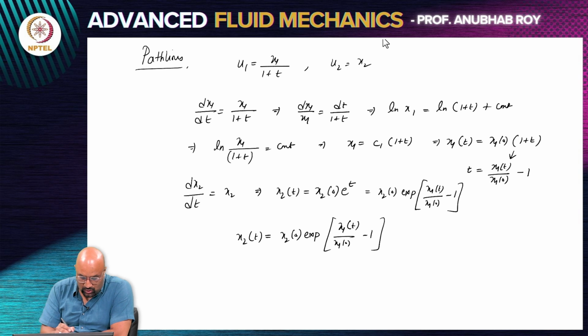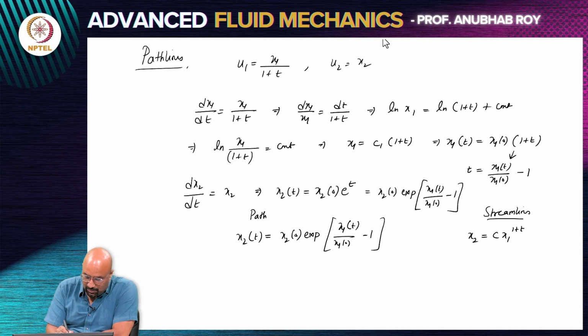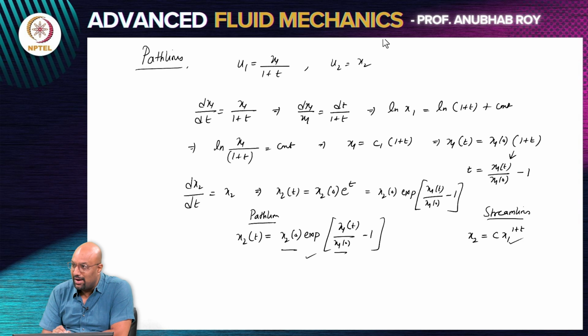No resemblance whatsoever to our streamline equation that we got, which was of this particular form. So this is our streamlines at a given instant of time, whereas this is a path line equation given that it started off from the point x1 0, x2 0. If you trace these curves out, here you have this exponential form, whereas here you have this power law form. So they are not going to coincide. There is no reason for them to coincide because this is an unsteady flow. There is absolutely no instance of them coinciding.